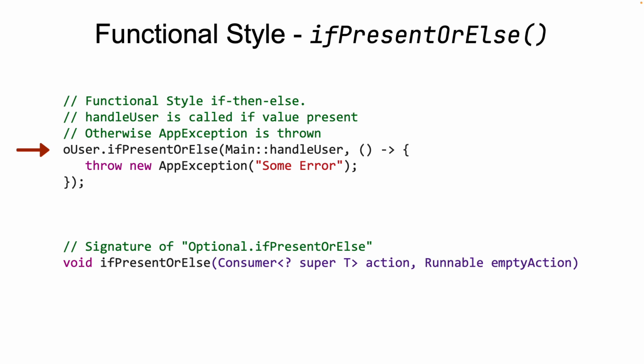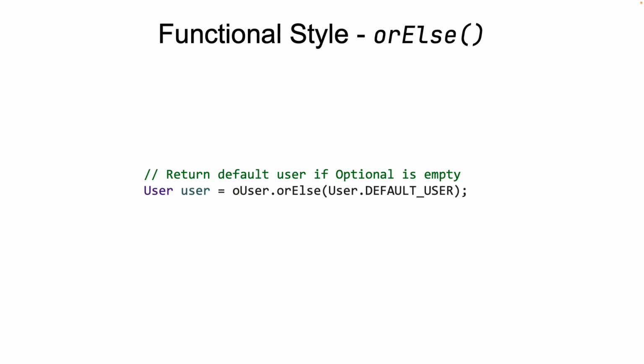This method, ifPresentOrElse, is the functional equivalent of the classic if-then-else as applied to the optional object. Now, apart from these, the optional class also has a number of orElse methods, which are useful to express what needs to be done when the optional is empty.